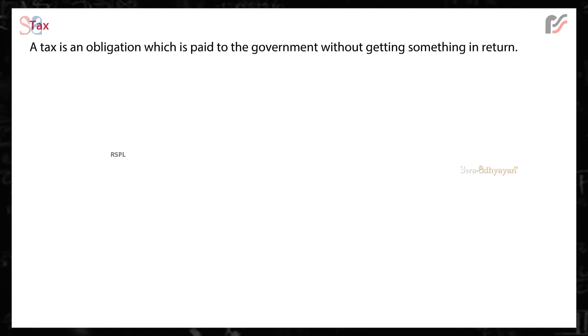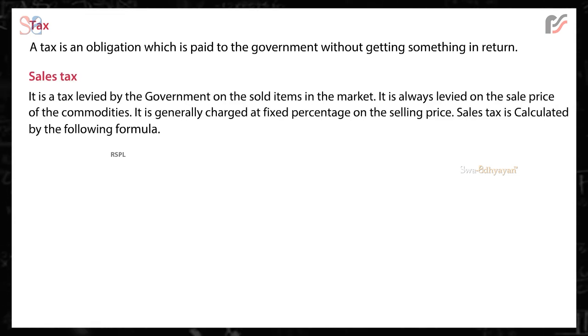Tax. A tax is an obligation which is paid to the government without getting something in return. Sales tax. It is a tax levied by the government on the sold items in the market. It is always levied on the sale price of the commodities. It is generally charged at a fixed percentage on the selling price.